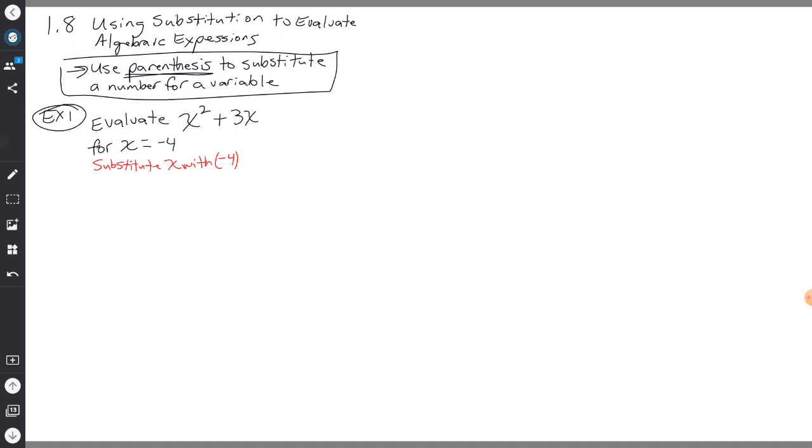Like I did here, I put negative 4 inside of parentheses. This is how I recommend that you take it back to the expression. In the place of x, we're going to put negative 4. Put the squared back there. Bring down a 3, and in the place of x, we're going to put negative 4. So this is what I mean when I say use parentheses to substitute the number for the variable.